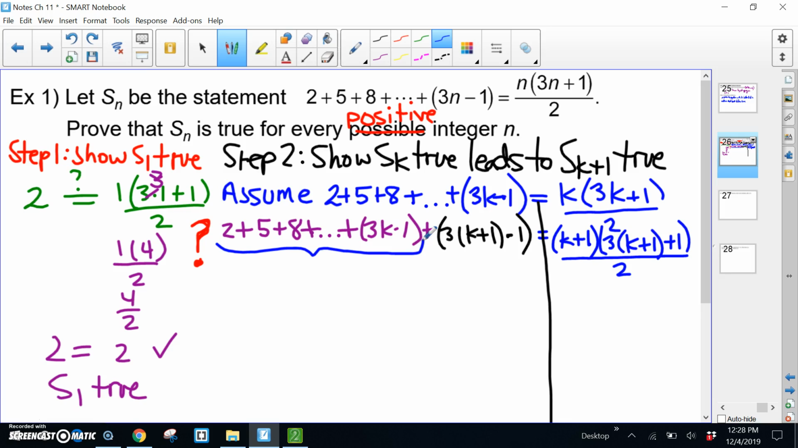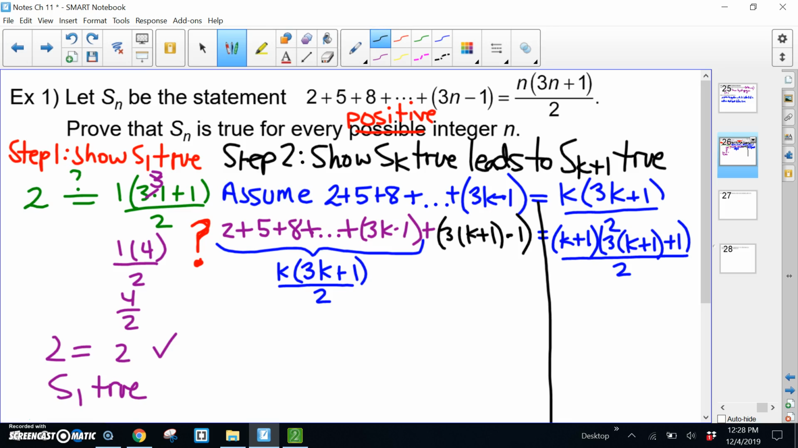That purple is a perfect match for the left side of the step that I assumed. I assumed that part was true, and so we're going to do a substitution. The first thing I'm going to do is substitute that left side of that expression for the right side of my assumption. Notice that that purple right there is exactly equal to k times 3k plus 1 over 2. That's coming straight from my assumption in the row right above this.